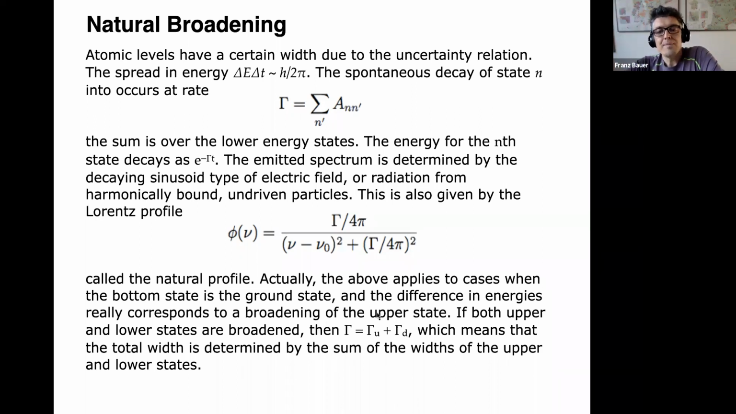So, typically, if both the upper and lower states are broadened, then this total broadening is given by the sum of these broadenings. And so this determines the total width of the emission line that comes out, because you're going to have some interplay between the different transitions, going up and going down.